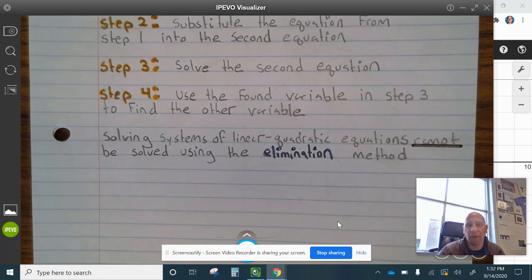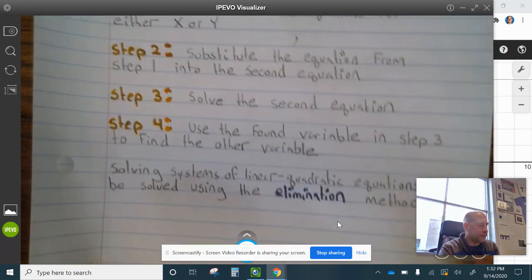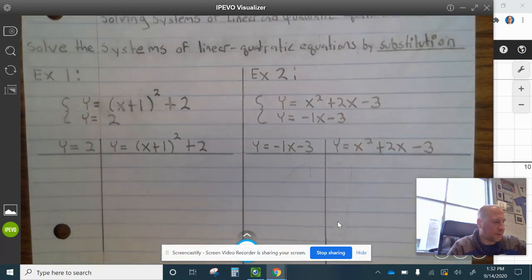Systems of linear and quadratic equations cannot be solved using the elimination method. All right, if you would update your notes. All right, now your notes are updated. Let's take a look at the examples.